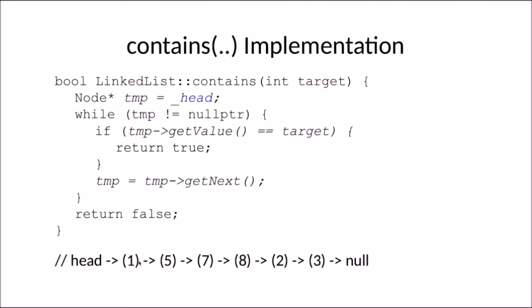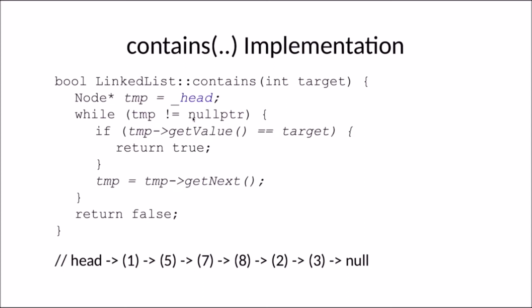I get temp get next. So this will give me the address of 5. I store it in temp. So temp now points to 5. Then I check the while condition again. I check that temp is not null. This is true. There is a node which stores 5. I get the value of the node, which is 5, compared to 7. This is false, so I skip the condition. I get the address of the next node, which is 7, stored in temp.